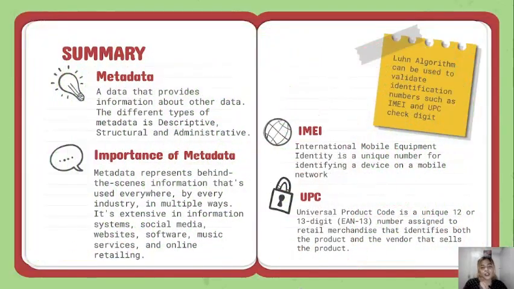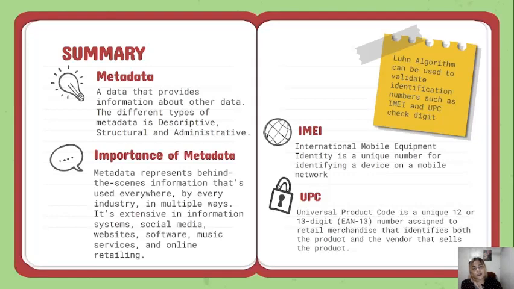Now for the summary, we have discussed metadata, which is the data that provides information about other data, and its different types are descriptive, structural, and administrative. So also the importance of metadata. Metadata represents behind-the-scenes information that's used everywhere by every industry in multiple ways. It's extensive in information systems, most social media websites, software, music services, and online retailing.